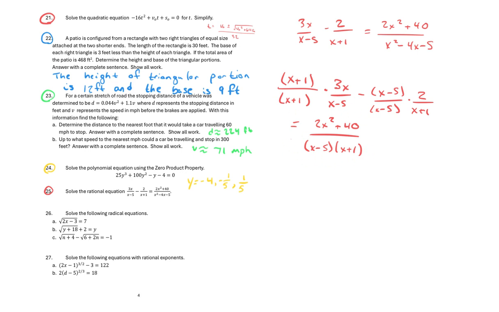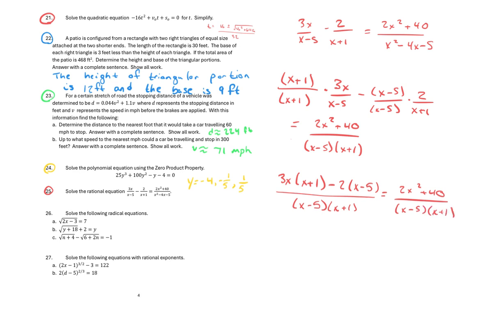So now I'm going to write everything all together. So on my left side, I'm going to have 3x times x plus 1 minus 2 times x minus 5 all over x minus 5 times x plus 1. This is going to be equal to 2x squared plus 40 over x minus 5 times x plus 1.